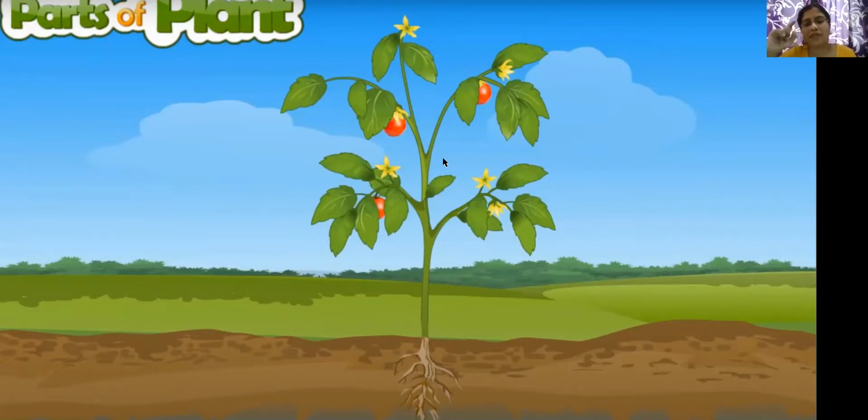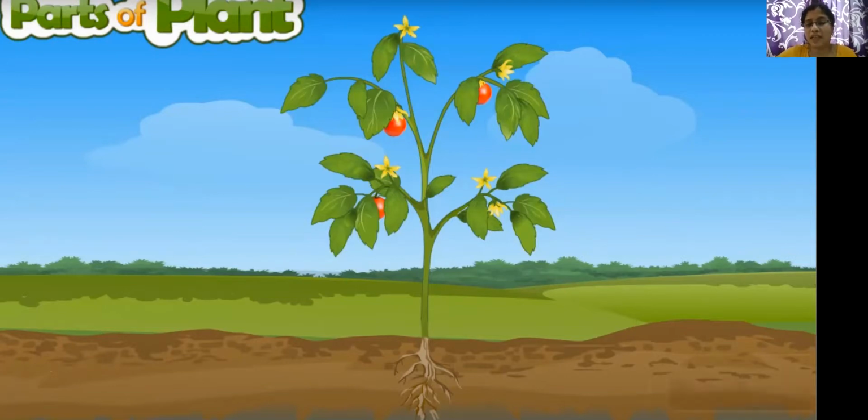Just imagine, children, if your foot was not there, then how would you stand, correct? That's the reason each and every body part of ours has its own importance and its own activity to do. Likewise, even in plants there are different parts, correct? And each part of the plant has one function, right? Without that, the plant is incomplete. Like any other organism, plants also have different parts.